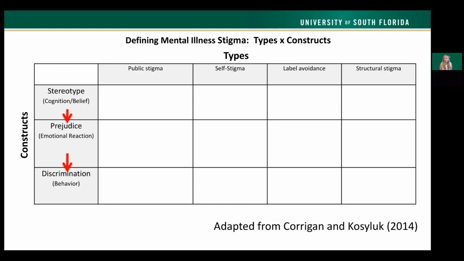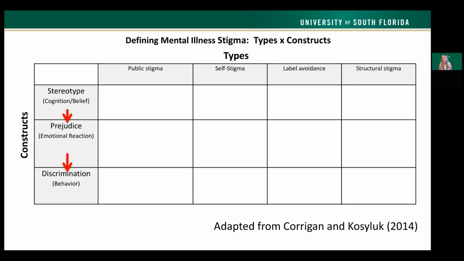There are lots of different types of stigma, but there are 4 main types that we commonly talk about in the literature. One of them is public stigma. That's how the general public views people with mental illness, reacts to them emotionally, and behaves towards them. And when I say the general public, not everybody stigmatizes, but a substantial portion of the population does endorse stereotypes, the corresponding prejudice, and behaves in discriminatory ways.